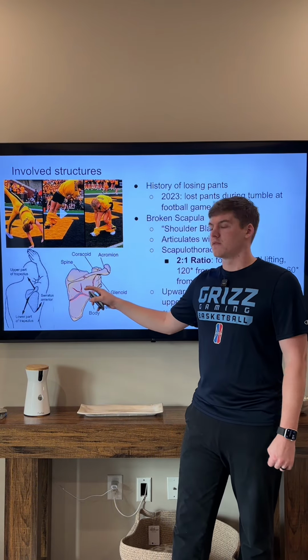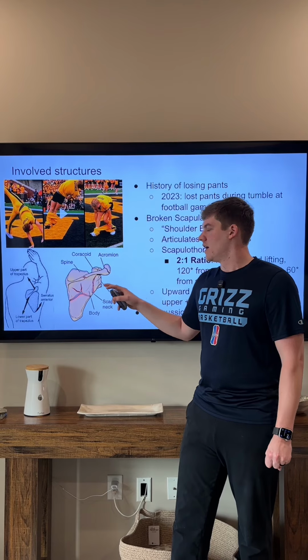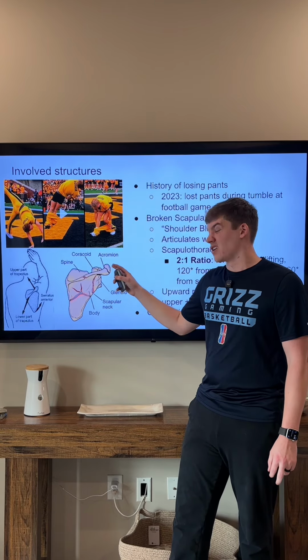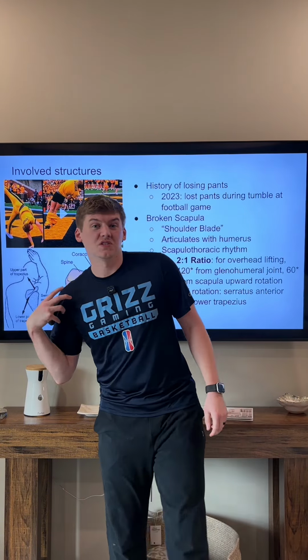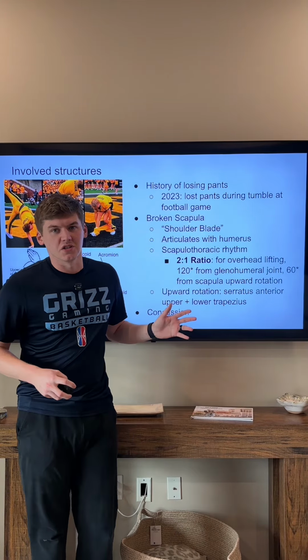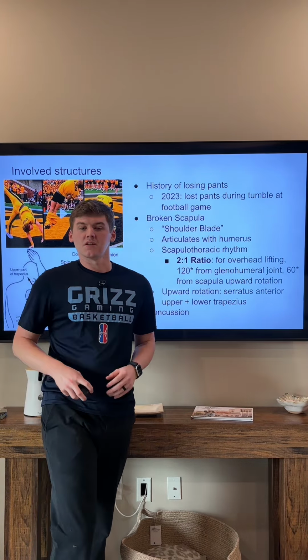This is a posterior view of the scapula. You see the spine of the scapula here. The way that he fell, I would guess it'd be an acromion or even like a glenoid fracture, just because of the force of the humerus going into the glenoid. So he also had a concussion, which is not good for any athlete. So what did they do?